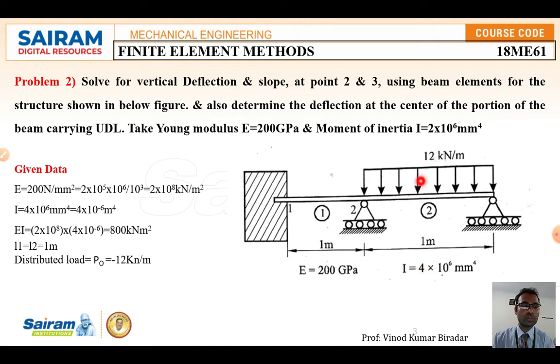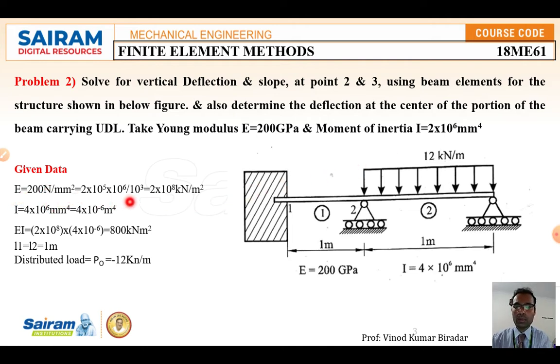The uniform distributed load acting on the beam is 12 kilonewton per meter, so P0 is equal to minus 12 that you have to take. Note down the given data: Young's modulus for the given beam element and moment of inertia. I already told you in the beam chapter, the first step is to convert all the given data into kilonewton, so kilonewton per meter square and m to the power of 4, that is the standard unit.